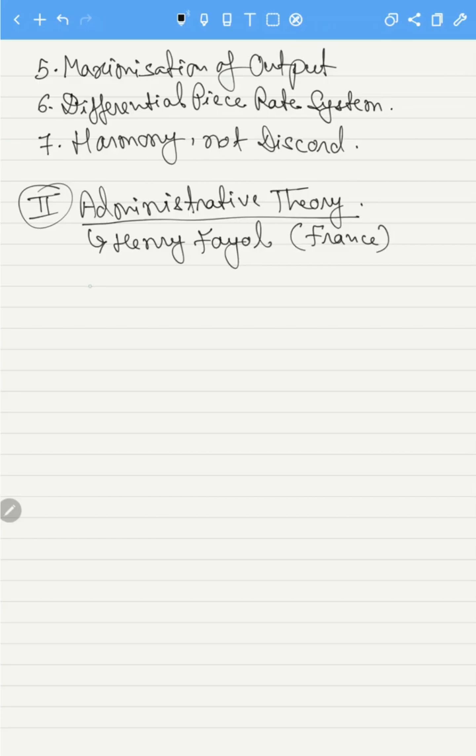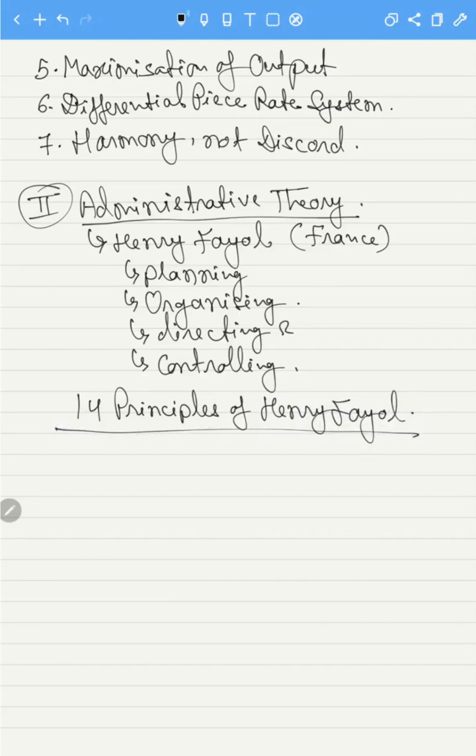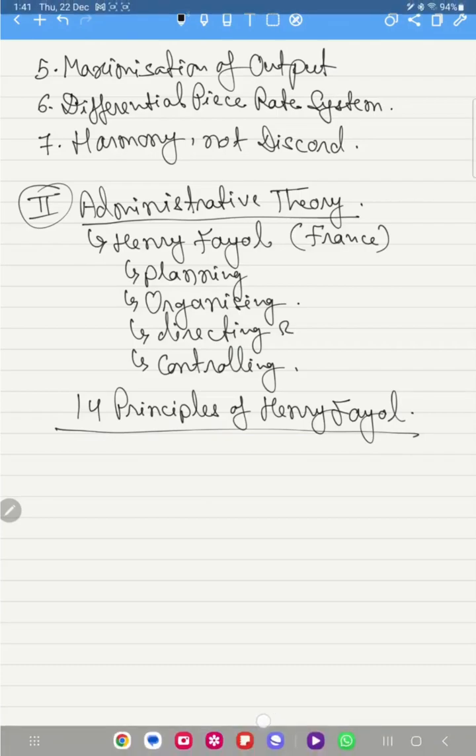This approach focuses on principles that can be used by managers to coordinate the internal activities of organizations, like planning, organizing, directing, and controlling. It explains the process of managing an organization from the top managerial perspective. Henry Fayol has given 14 principles of management. Let us see those 14 principles. These are very popular principles. We will see all the 14 principles one by one.